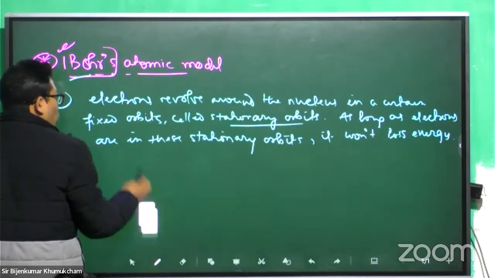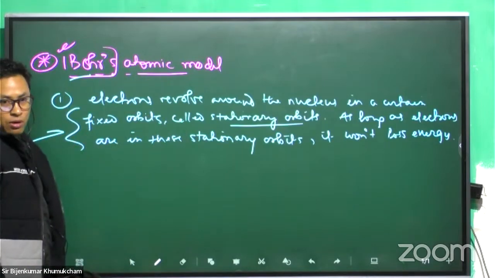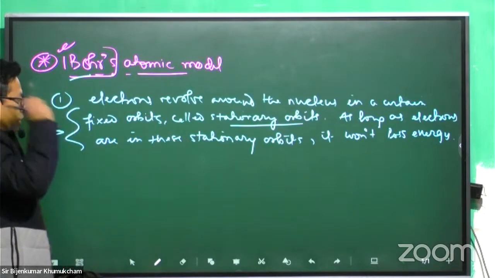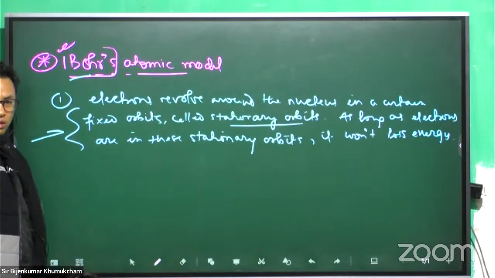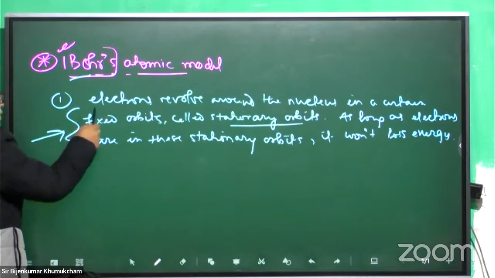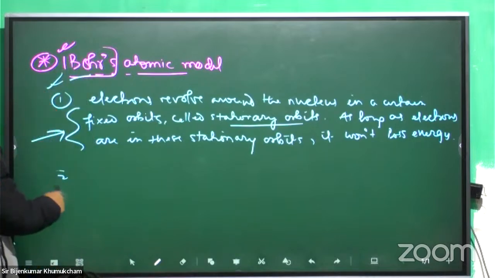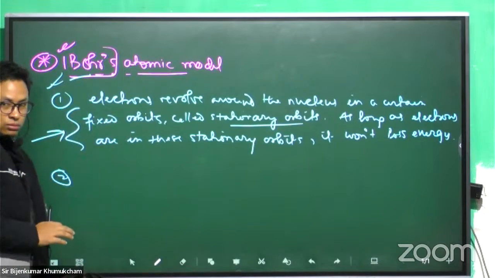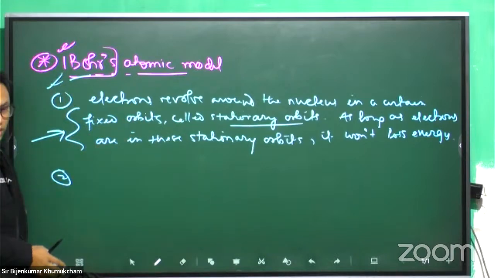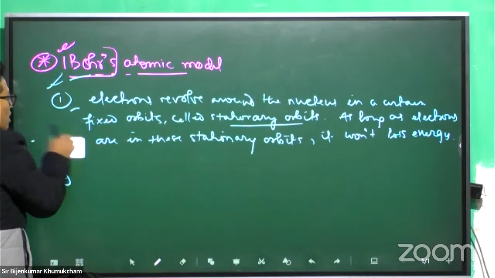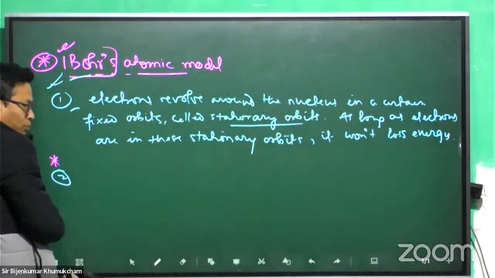Then next, Bohr did not explain the reason why electrons do not lose energy when they are in a stationary orbit. That was not explained by Bohr. However, no one could challenge him. Number one, because he was very popular at the time. Number two, no one could disprove him, so his model was accepted.